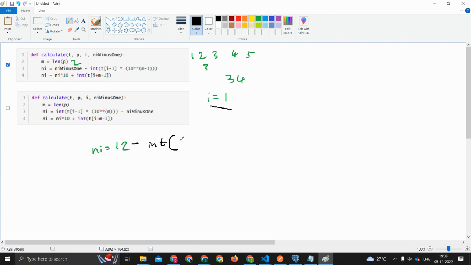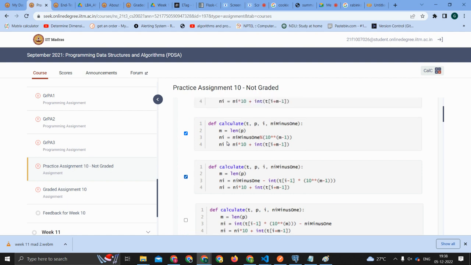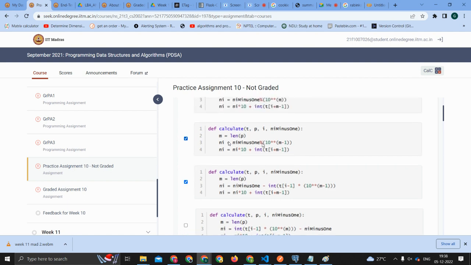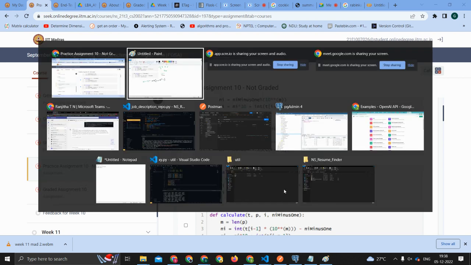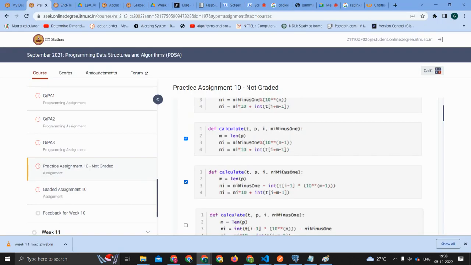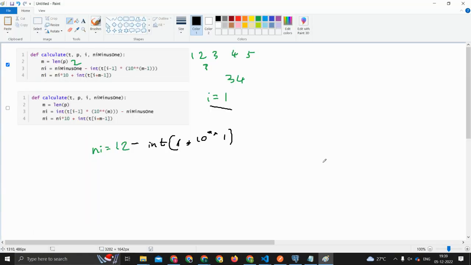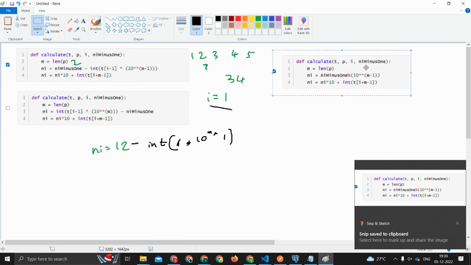Let me do that. Int of what is t of 0? It's 1 multiplied by 10 power m minus 1, which is 1. So it is somewhat similar. What's the difference between that option and this option? Here they are doing a modulo, and here, after multiplying, we are subtracting. You're right, the division here, subtraction there. That's correct.